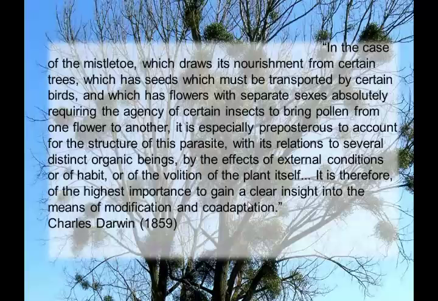This is a quote from Darwin. Darwin actually made some comments about mistletoe. In fact, the mistletoe that he was looking at in England was the one in the background there. That's a Viscum album, which looks very much like the one that's being passed around. It's the one that the Druids were interested in too. Darwin's quote is a very long sentence, but it ends with, "It is therefore of the highest importance to gain a clear insight into the means of modification and co-adaptation." Basically, he's saying that this organism is intimately tied with many other organisms, from the insects that pollinate it to the host plants that it's growing on.